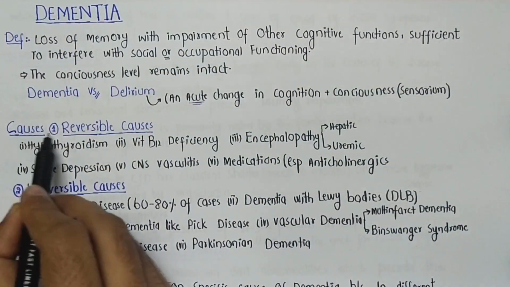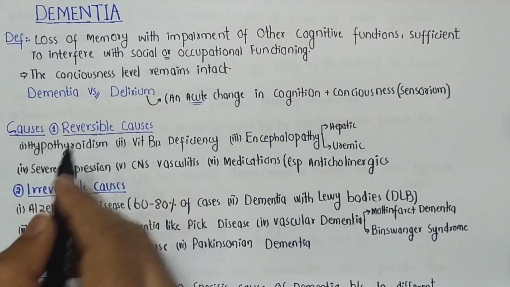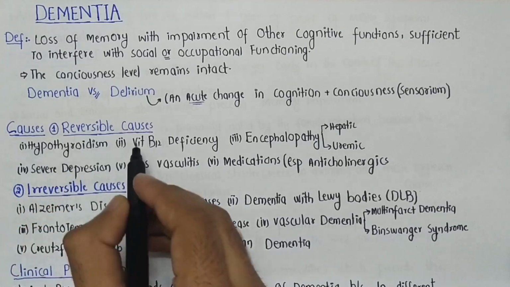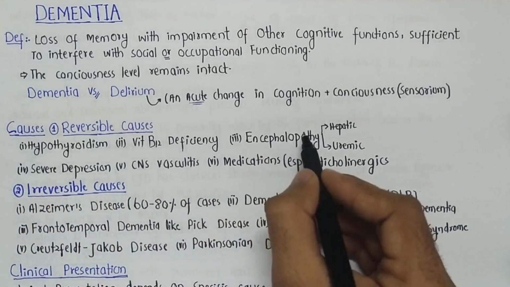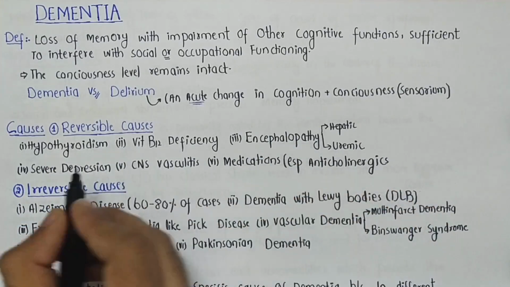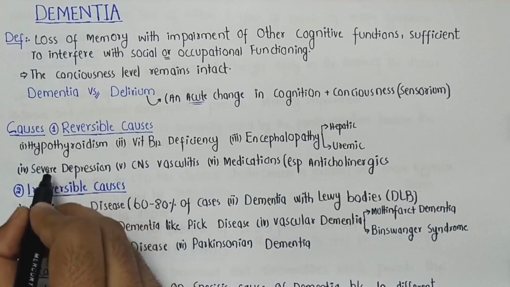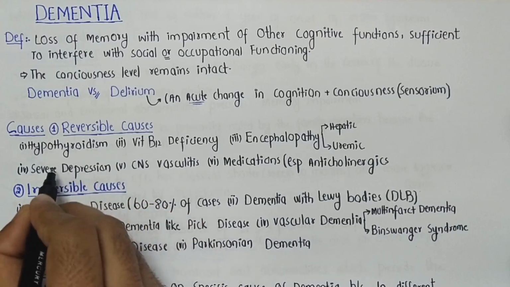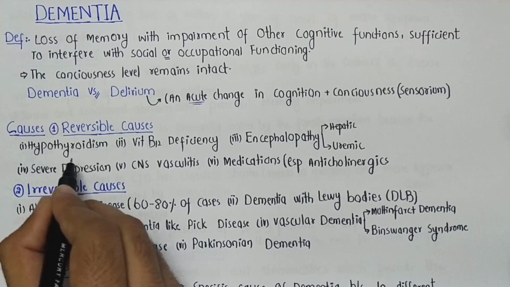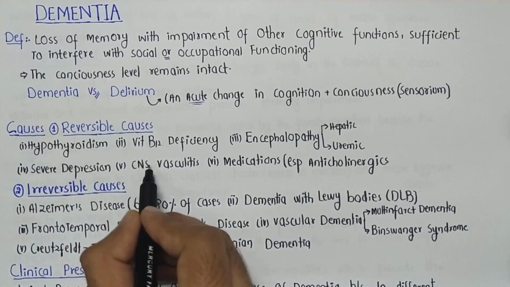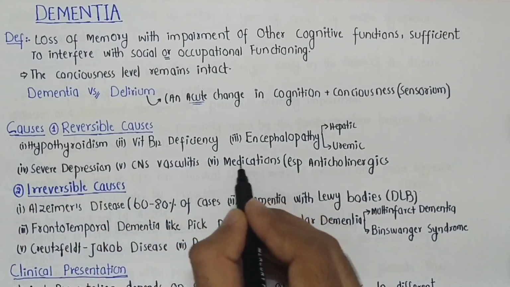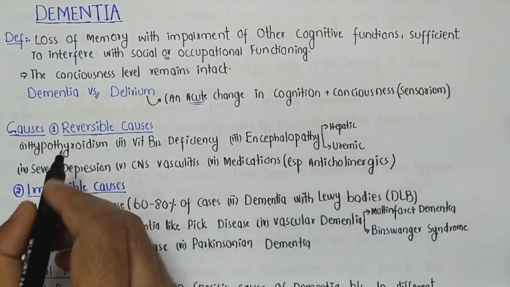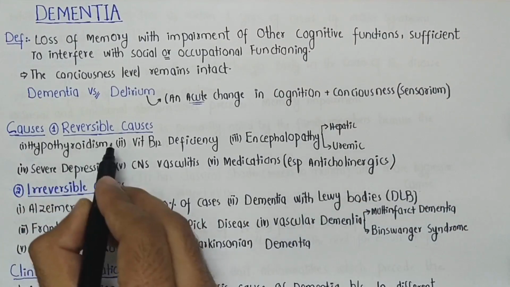Now, moving on to the causes of dementia, there are reversible causes and irreversible causes. The reversible causes include hypothyroidism, vitamin B12 deficiency, and hepatic or uremic encephalopathy. Severe depression is also shown to cause dementia, but if you treat depression, the dementia will reverse. Sinus vasculitis. Several medications are shown to cause dementia, like the anticholinergics. So these are some of the reversible causes of dementia.